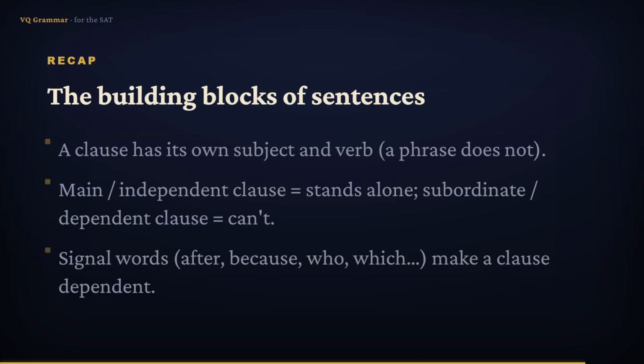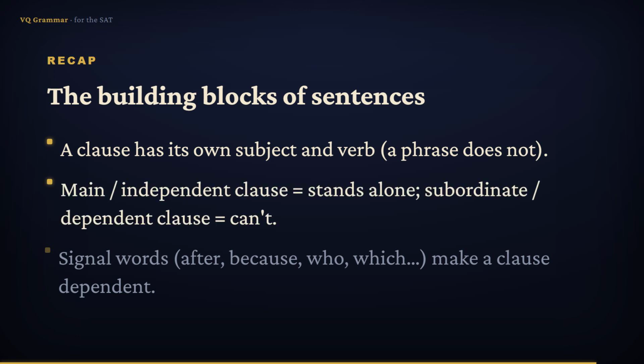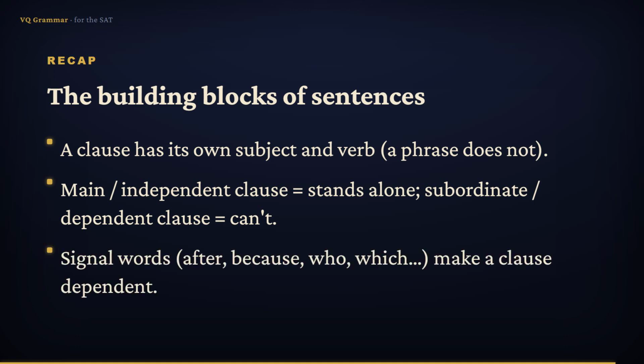Let's bring it together. A clause has its own subject and verb, which is what separates it from a phrase. A main or independent clause can stand alone as a sentence. A subordinate or dependent clause cannot. It leans on a main clause. And the giveaway for a subordinate clause is a signal word at the front, a subordinating conjunction, or a relative pronoun. Great work.